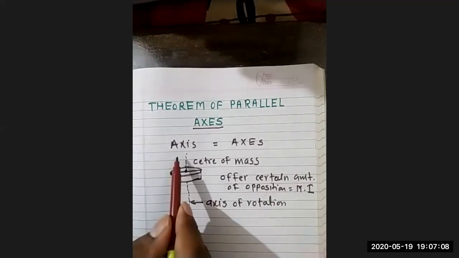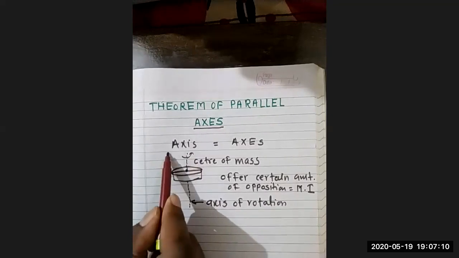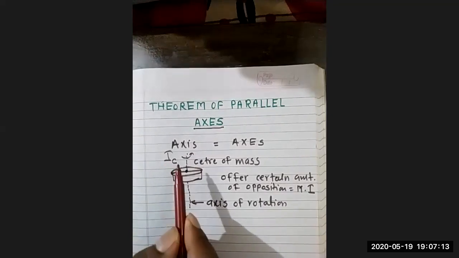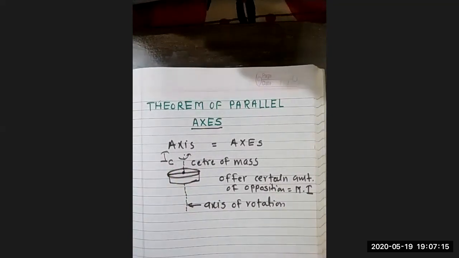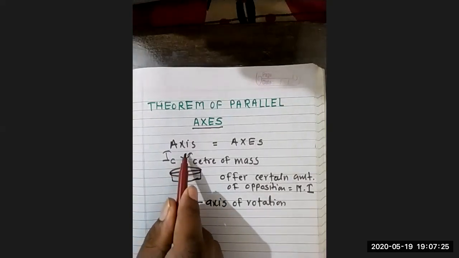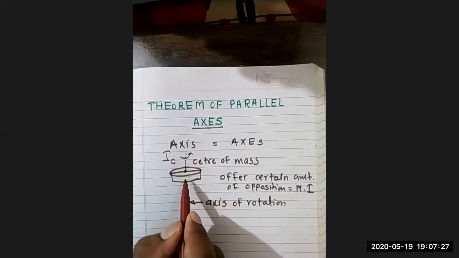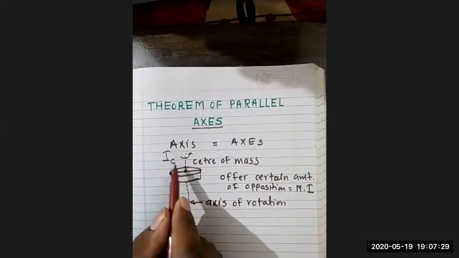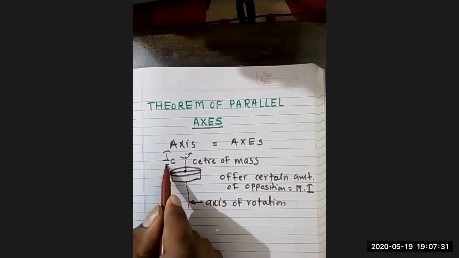So the moment of inertia about this axis I'm going to take as IC. What is the moment of inertia about that axis? We denote it by the letter C, where C is the center of mass. So when this axis passes through the center of mass, the moment of inertia about this axis is denoted by IC.